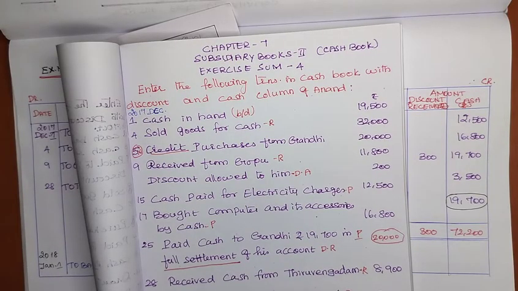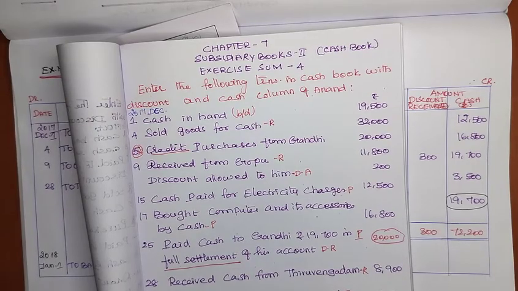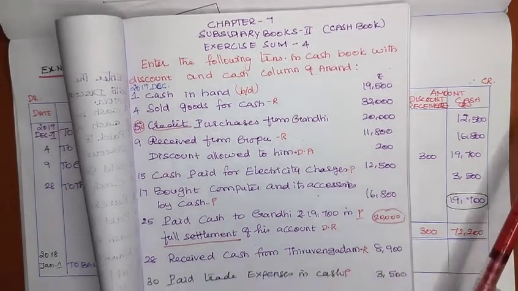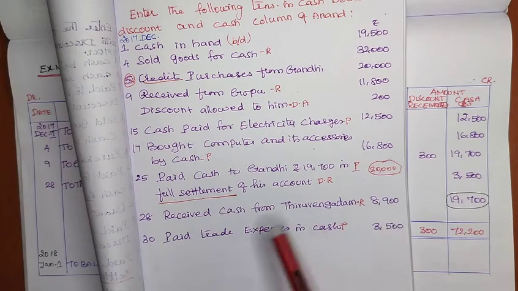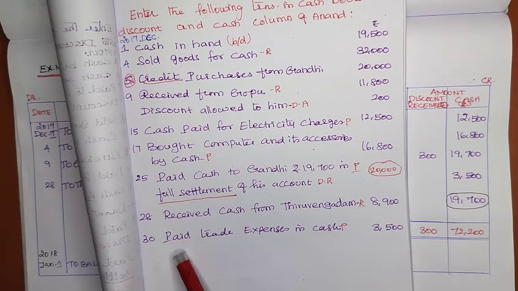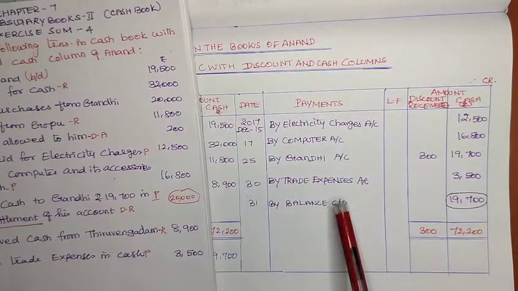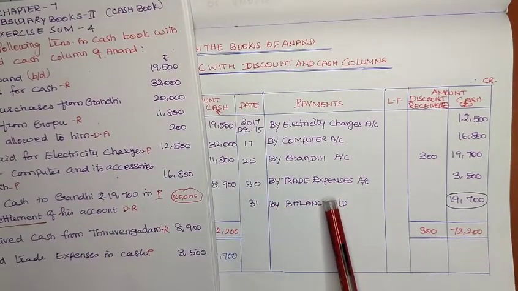Then December 30, paid trade expenses in cash. So you made payment for trade expenses. Okay, through cash. Okay, how much rupees? 3,500 rupees. 3,500 rupees you made payment for what? For trade expenses. So payment means you go to payment side, which means expenses side.